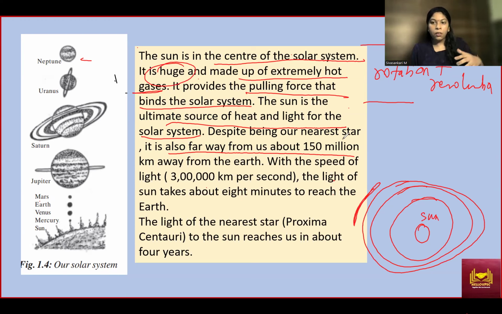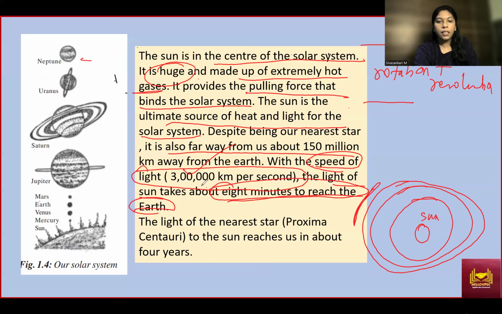Okay, so among the other stars, the sun is the nearest star, but it is almost 150 million kilometers away from the Earth. So with the speed of light, usually we always compare in space, we'll go with the speed of light only, which is 3 lakh kilometers per second. The light of the sun takes about 8 minutes to reach the Earth. This is another important point. 8 minutes to reach the Earth.